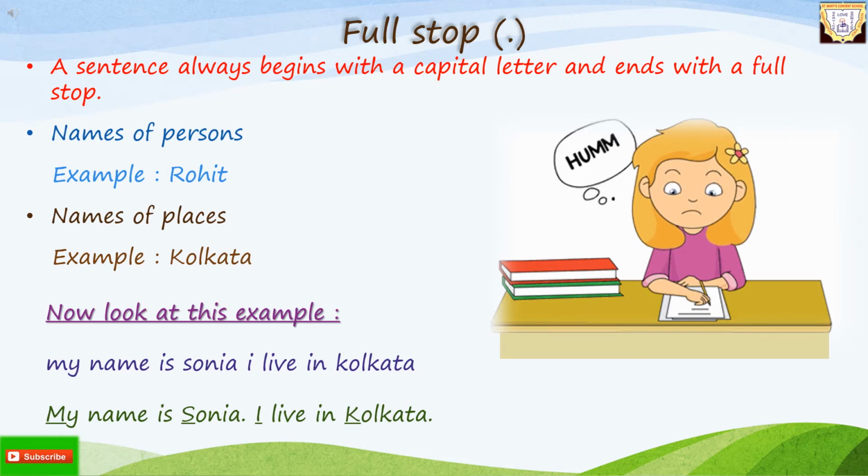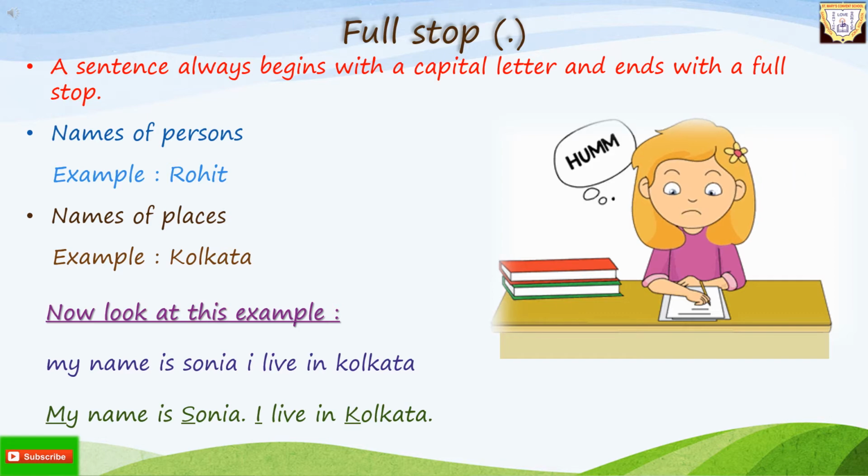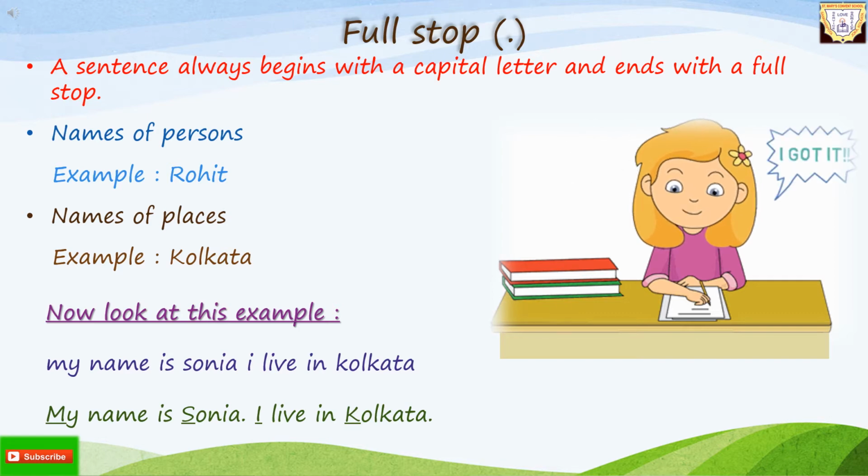Children, you must also remember that the letter I will always be in capital, and after full stop, the starting letter of the next sentence will be in capital. Now see this example. My name is Sonia. I live in Kolkata. Now let's correct this sentence by putting capital letters and full stop when necessary.